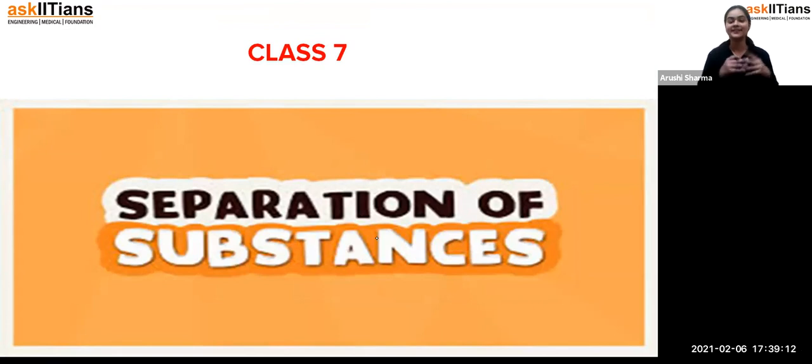So, in the last session, students, we started a new chapter, the separation of substances, and in that we studied the types of elements, that is metals, non-metals, metalloids. Then we came to know that we have some types of mixtures as well, which we call homogeneous and heterogeneous. Then we learned the difference between a compound and a mixture. So we have covered all of these topics, and if I'm not wrong, we have covered solubility also.